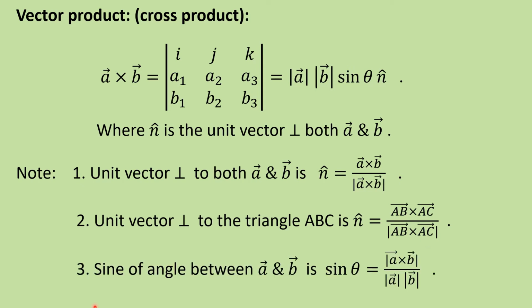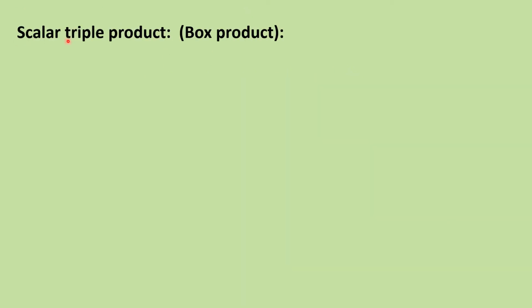The next one: if I want the sine of the angle between vectors A and B, then by using this result I can get sine theta is equal to the magnitude of A cross B by magnitude of A into magnitude of B. Next we take the scalar triple product and the vector triple product.